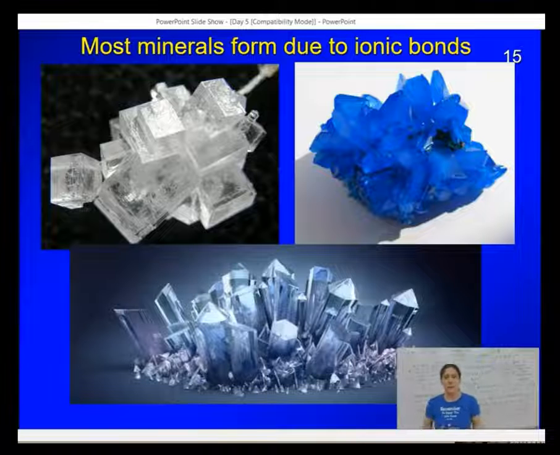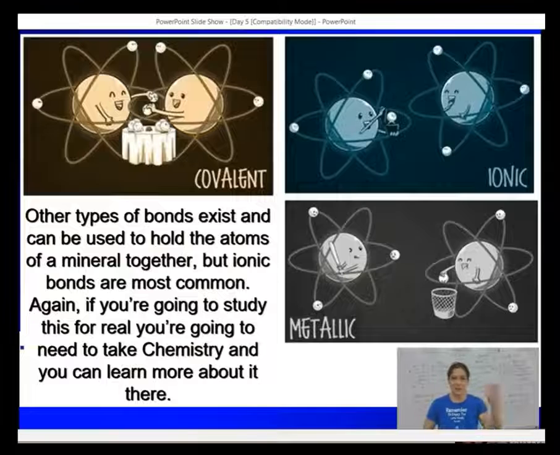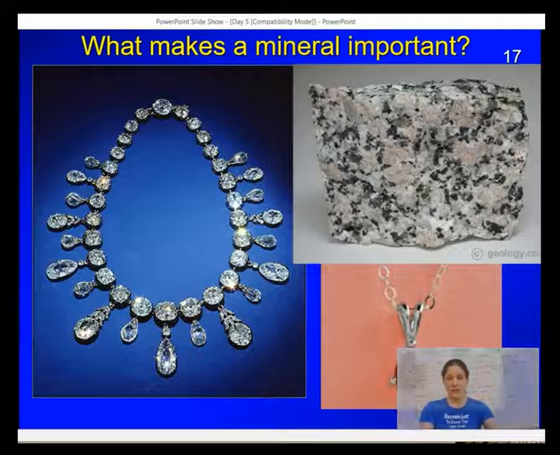And yeah, most minerals form due to ionic bonds. There are different kinds of bonds that do exist. I know you can read what's there in black. Other types of bonds exist and can be used to hold the atoms of a mineral together. But ionic bonds are most common. And again, if you're going to study for real, like if you're going to be a geology major, you're going to take chemistry. You can learn about covalent bonds and metallic bonds. But really the most common one, the most important one that anybody taking a geology class should really know about, are the ionic bonds. See where they're being romantic, the opposites are attracting, and that electrical attraction is linking them together. So that is the basics of how minerals bond.